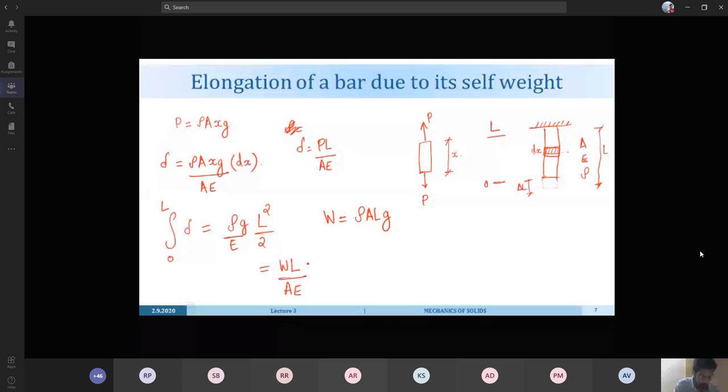Sorry, there will be 2 also here: WL by 2AE. You substitute this W here and you get this expression. When you compare this expression with the earlier one, you can see that the elongation due to the self weight will be half of the elongation due to the applied force.